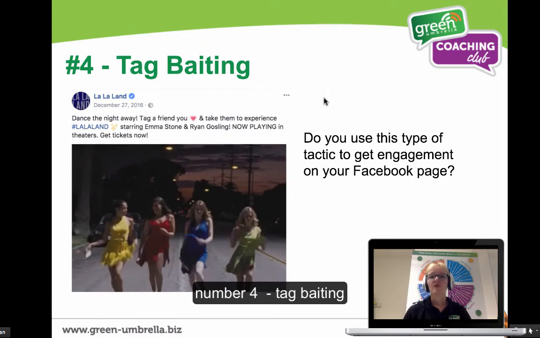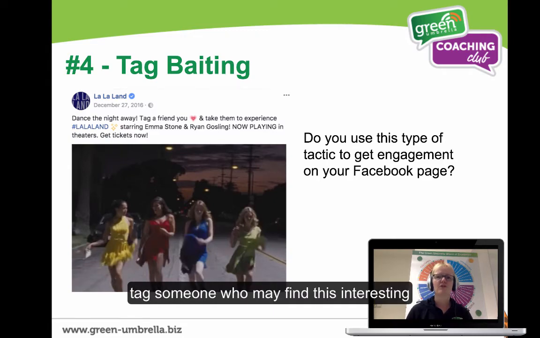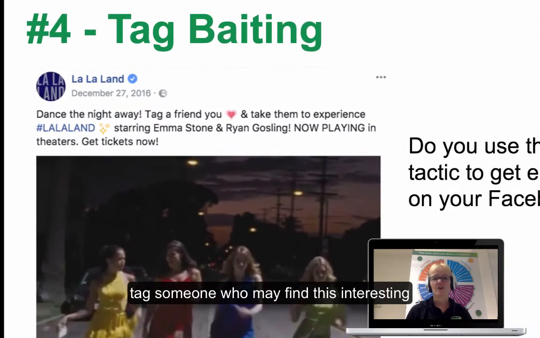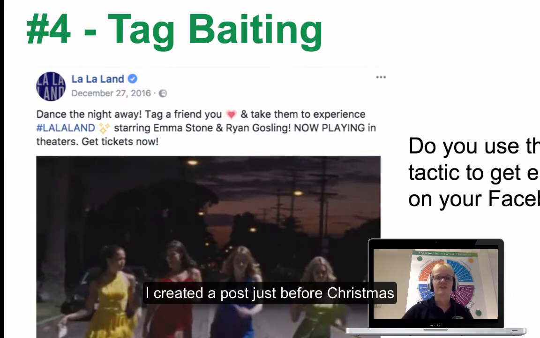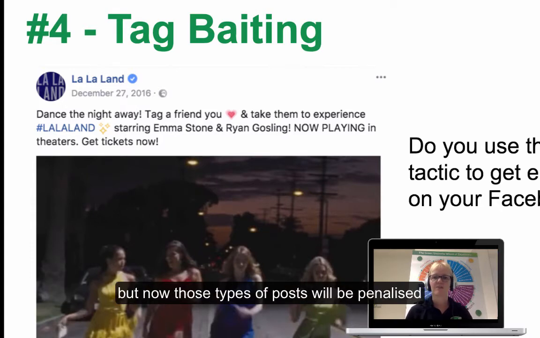Number 4, we've all seen these posts. These are known as tag baiting. So does your friend look like this? Or tag somebody who might find this interesting. I just did one of these literally just before Christmas, a post that I put onto a different page, which was something to do with heights, and it's like, tag a friend who's scared of heights, and yes, it went really, really well. Loads of people were tagging people in the posts.